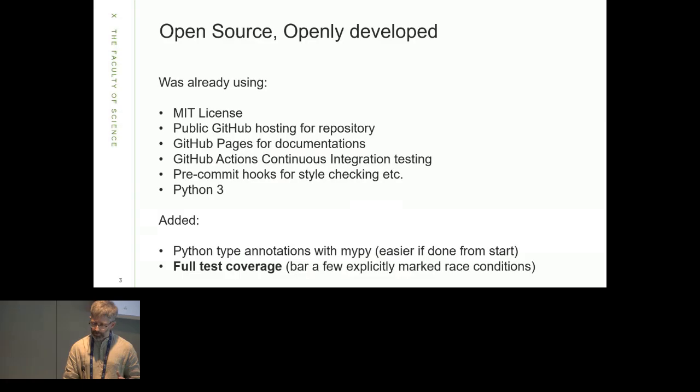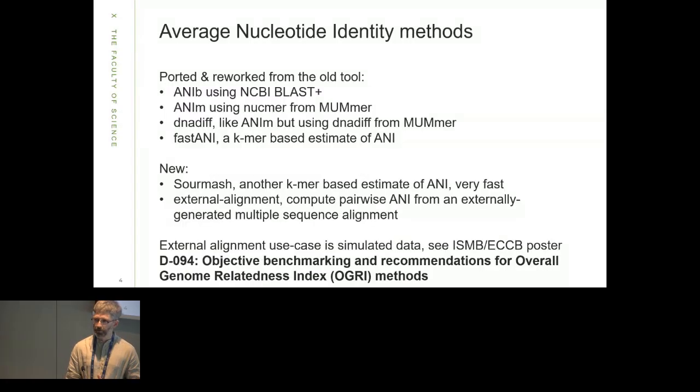So we took the old code, we've reworked it. We've added a few new methods. One is called SOWMASH. It's a very fast KMA-based approach for comparing genomes. And a way of importing an external alignment. We've got a poster, D094, which will go through the scientific applications of this.